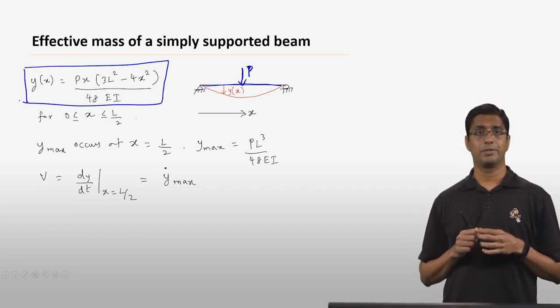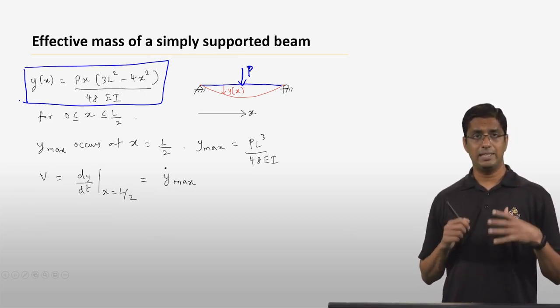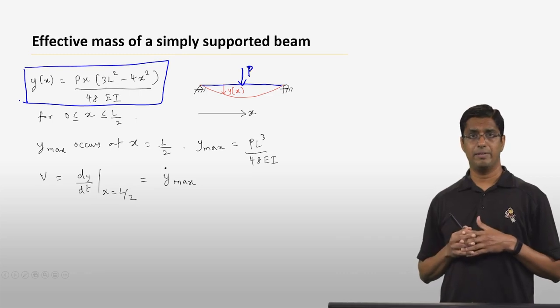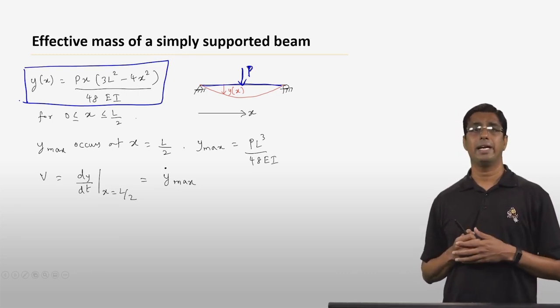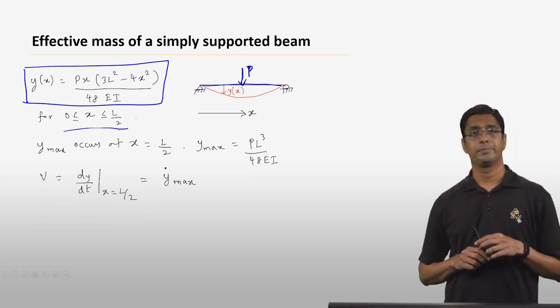Y of x is going to be P times x times (3L squared minus 4x squared) divided by 48EI. And this is the function for y of x, which is the deflection at any point x for 0 less than x less than L over 2.